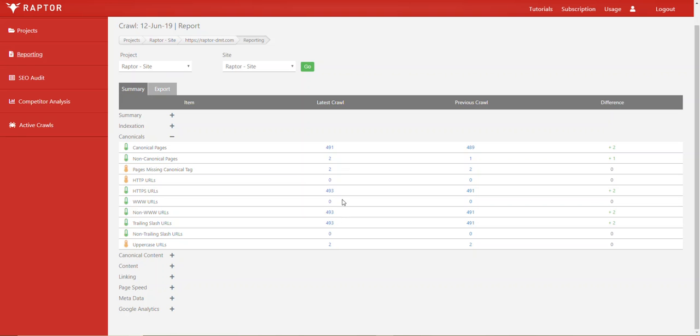So just by looking at this data, you can understand if there are any typical canonical duplication errors throughout the site. Pages that are missing a canonical tag won't be able to fall into either of the previous two categories, and that will also impact how we analyze the site as a whole.